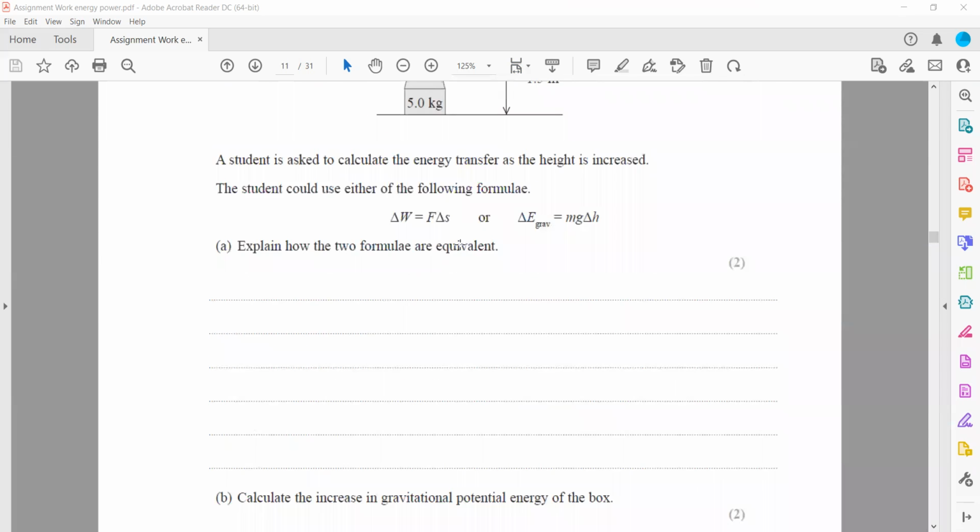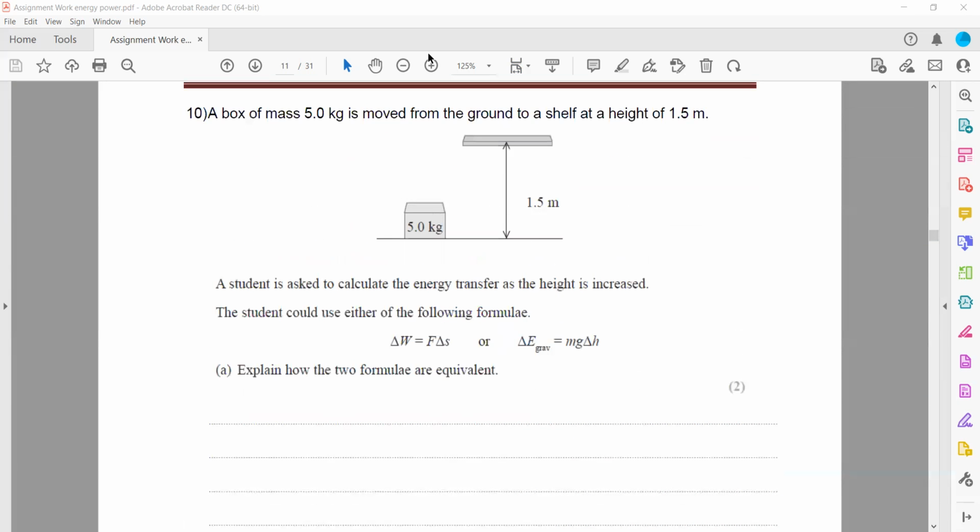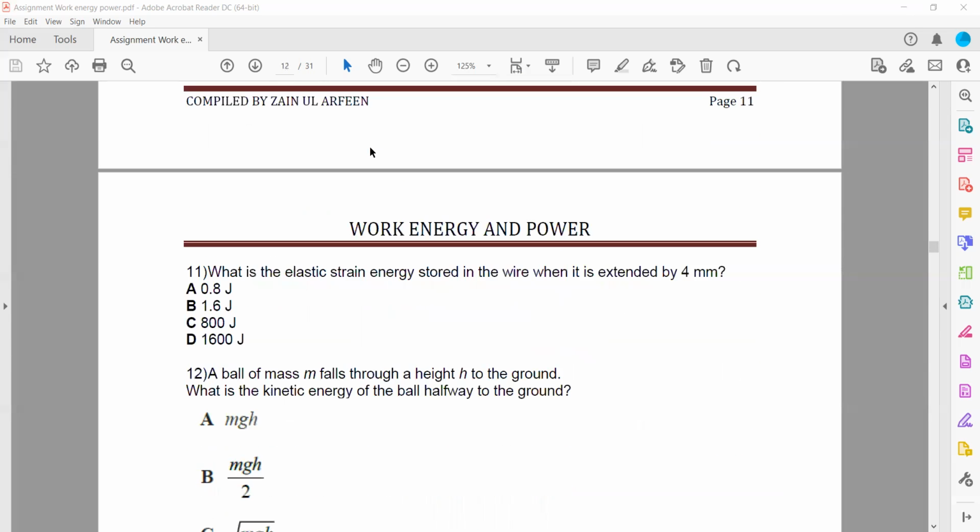Calculate the increase in gravitational potential energy. We just have to substitute the mass. The mass is 0.5, the gravity is 9.8, and the height is 1.5. So when we substitute, we'll get the increase in gravitational potential energy.